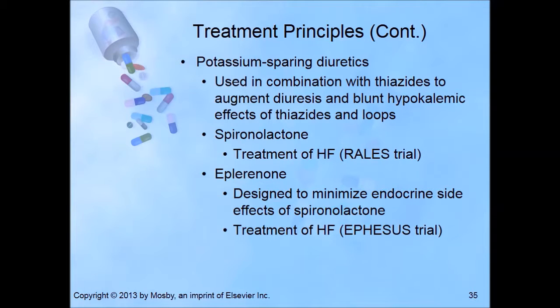Patients who should not receive aldosterone antagonists for the treatment of heart failure are those with baseline plasma creatinine concentrations greater than 2.5 milligrams per deciliter in males and 2 milligrams per deciliter in females, and those with potassium concentrations greater than 5.